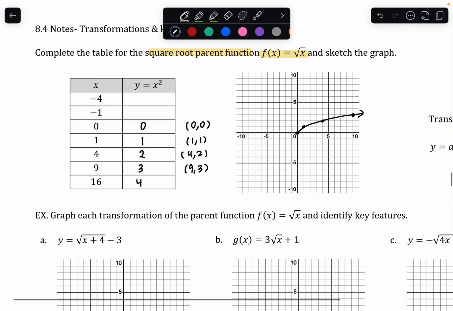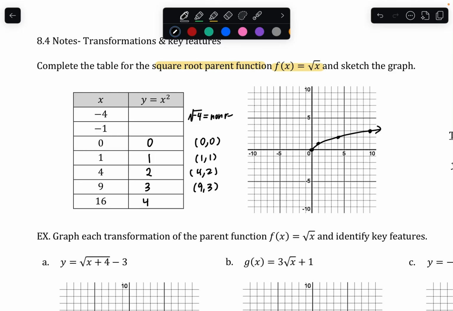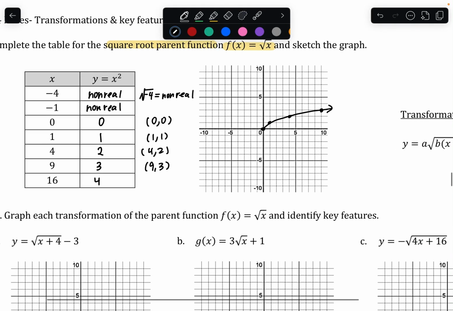Okay, and then if I try to plug in -4, square root of -4 is an imaginary number. And so it's not going to show up on the graph. And so anytime you try to take the square root of a negative, it's not real. And so our function kind of has this blunt stopping point or starting point at 0.